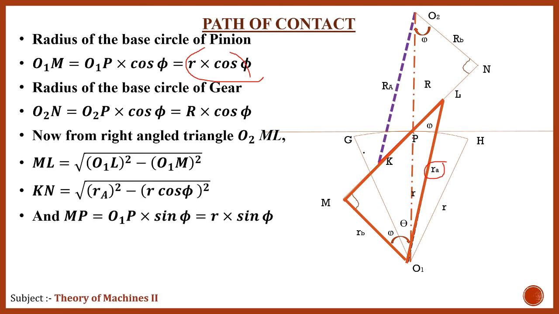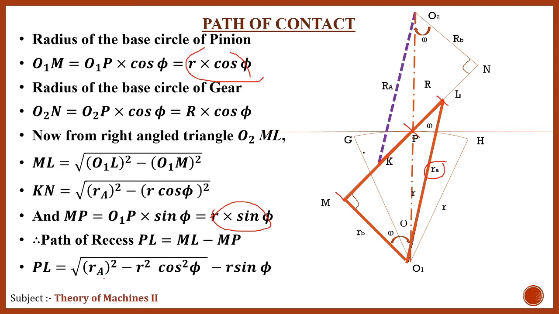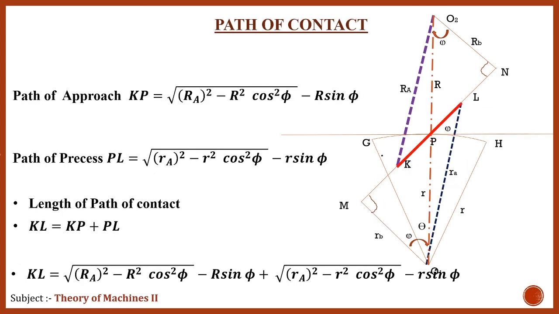Again, MP. Just consider this right angle triangle O1MP, and you will find that MP is equal to small r sin phi. And for the path of recess, we are interested in PL. PL is equal to ML minus MP. That equation becomes square root of ra square minus r square cos square phi minus r sin phi. This is the expression of the path of recess. I will consider this equation: path of approach, square root of RA square minus R square cos square phi minus R sin phi; path of recess PL, square root of ra square minus r square cos square phi minus r sin phi. And the length of path of contact is KL is equal to KP plus PL.